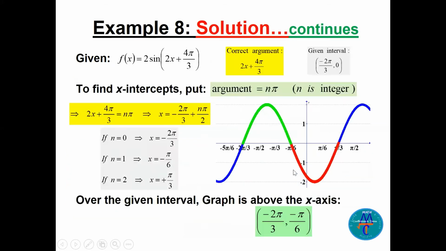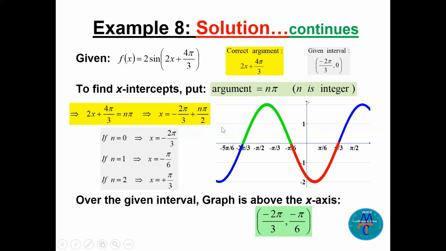So in the next slide, I have to find the x-intercept. You know, for the x-intercept, put the argument equals n pi, where n is an integer. So I take the argument here, 2x plus 4 pi over 3 is equal to n pi. So x will be minus 2 pi over 3 plus n pi over 2. That will give me all the x-intercepts. See, I take n equals 0, 1, 2, minus 1, minus 2.